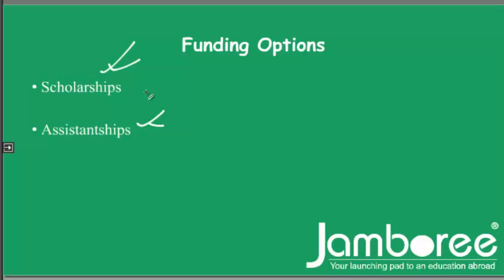So scholarships are given by the university. You don't have to do anything in return. Based on the strength of your application, strength of your candidature, the university will give you scholarships. They don't want anything in return. You don't have to pay it back in any form. Assistantships, on the other hand, you have to do something in return.